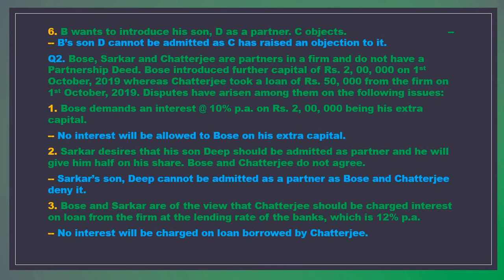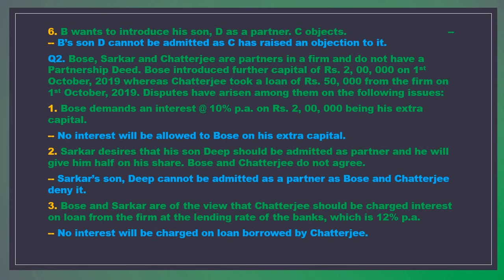First, Bose demands interest at the rate of 10% per annum on Rs 2 lakh being his extra capital. Here, in the absence of partnership deed, provisions of Indian Partnership Act 1932 will be applicable. Accordingly, no interest is allowed to partners on their capitals. So, no interest will be allowed to Bose on his extra capital.